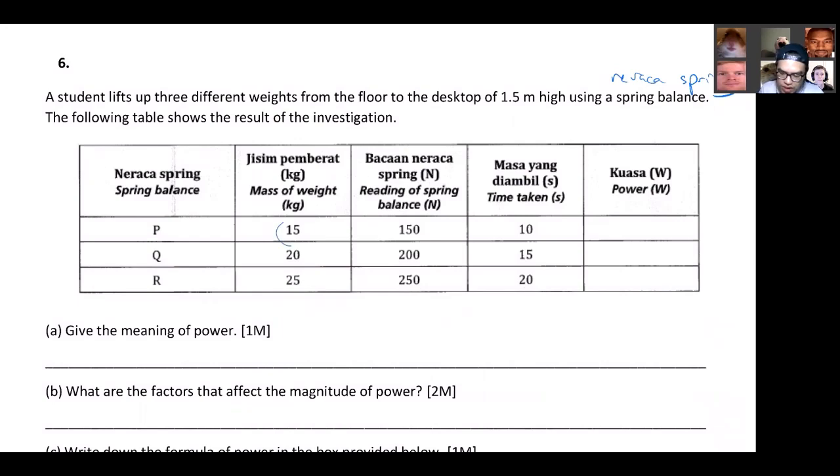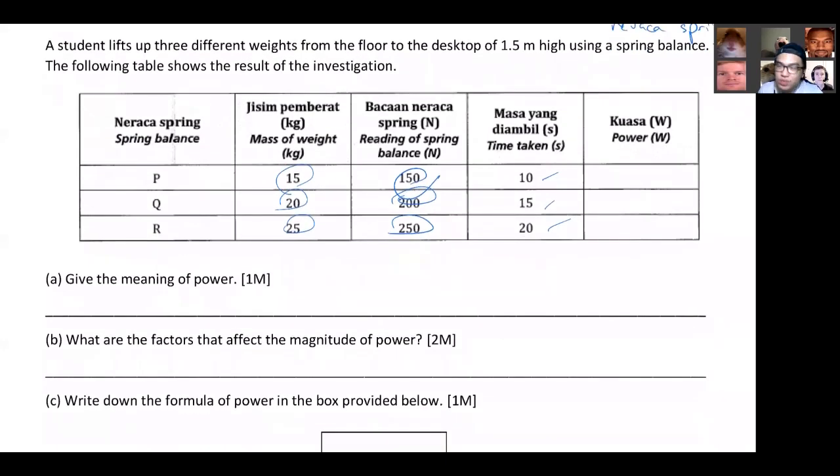So 15 kg, 20 kg, 25 kg. This is in Newton. They already convert for you. 150 Newton, 200 Newton, 250 Newton, with times 10, 15, 20. Give the meaning of power. So what's the meaning of power?